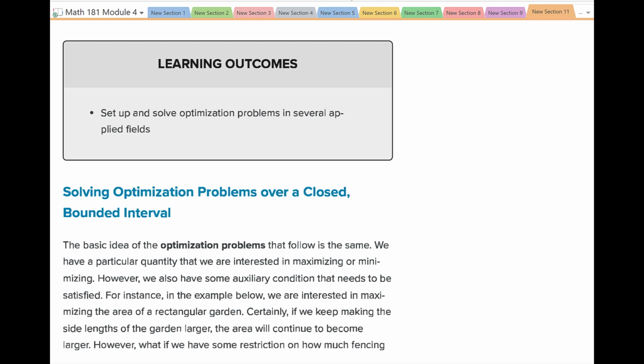For this lesson, we're going to talk about solving optimization problems, and this is part of the applied optimization problems section in the book. In fact, that's the only part of that. Then after this is L'Hopital's rule, which is a lot of fun. Okay, so the learning objective is to set up and solve optimization problems in several applied fields.